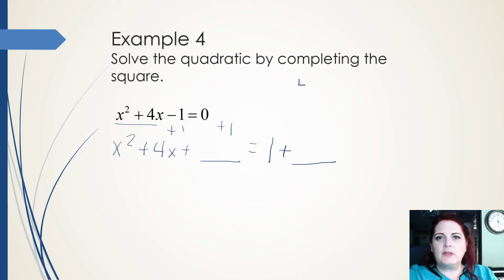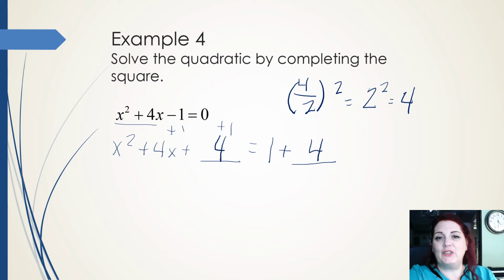We have b is our 4, and we're going to divide by 2 and square that. Well, 4 divided by 2 is 2, and so we're going to square 2, which gives us 4. So that's what we're going to add. We're going to add it here, and we're going to add it here.